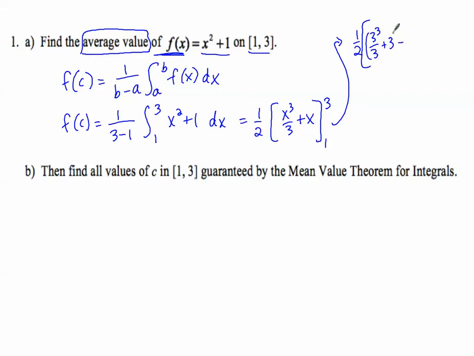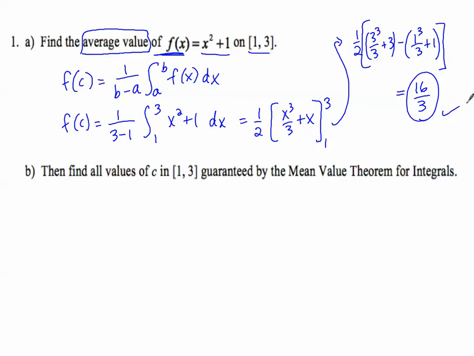Let's put some parentheses so we don't get lost. 1 cubed over 3 plus 1. And then we'll do some simplifying. So doing some simplifying, and we get 16 thirds. So there's our average value on that interval, 16 thirds.